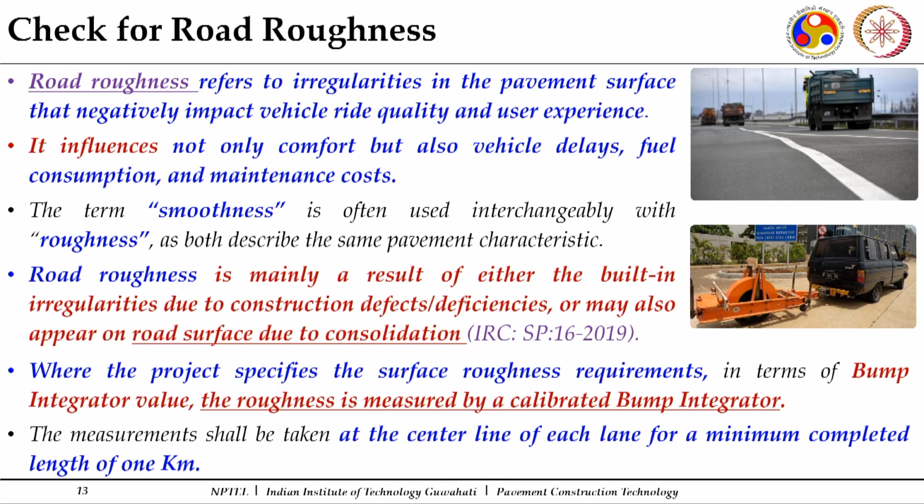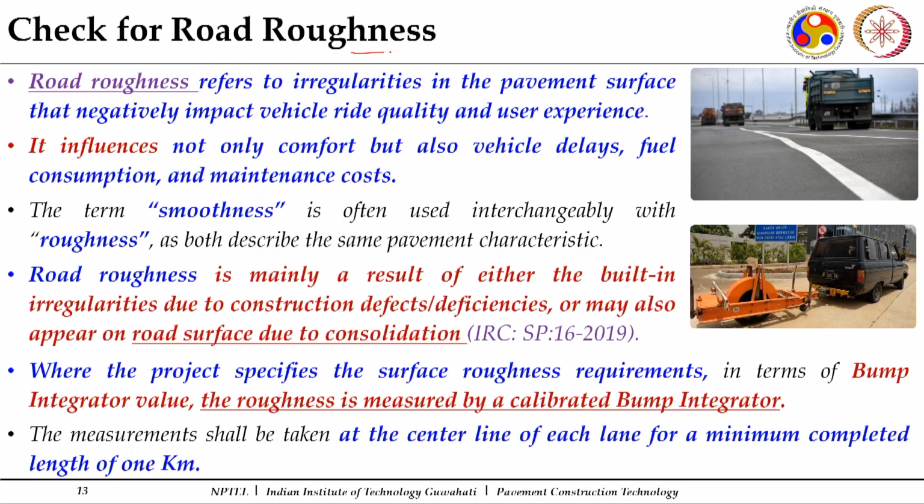In addition to this, specifically when a bituminous course, the top course or wearing course, is constructed, we need a smooth riding surface. So, to ensure the riding quality, the surface should not be bumpy, there should not be waves which make your ride bumpy. So, specifically on the wearing courses, your bituminous concrete surface courses or any other surface course, we need to ensure road roughness also. So, road roughness refers to the irregularities in the pavement surface that negatively impact vehicle ride quality and user experience.